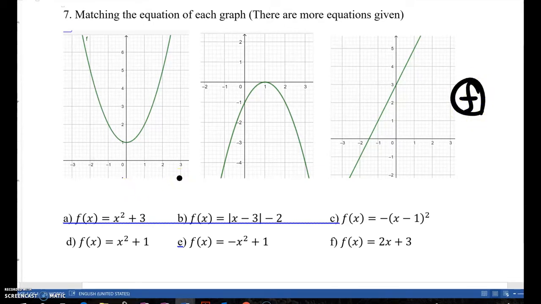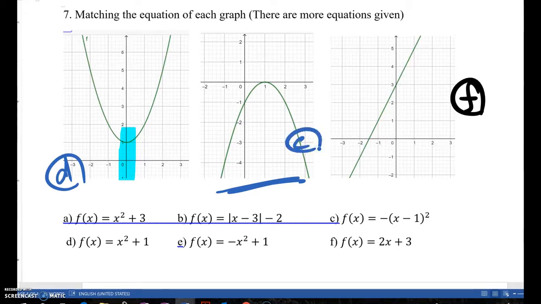Okay, this one, as you see, the vertex is just moving up one here, right? Moving only one here. Therefore, the correct choice is D. Now this case is upside down, which means it must be negative in front and then moving to the right. So C should be the right choice for this question.